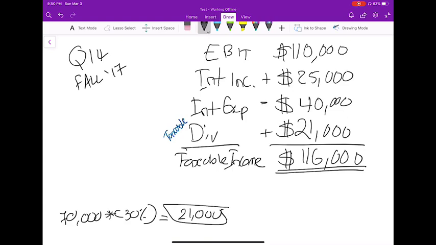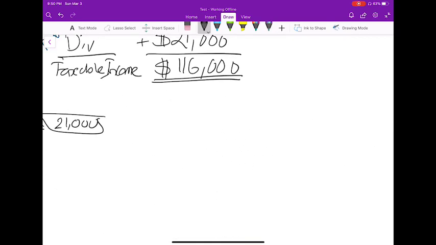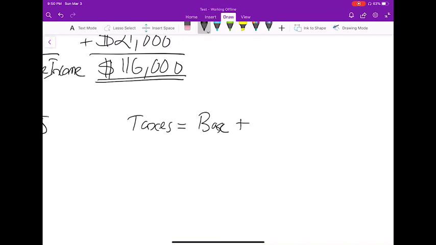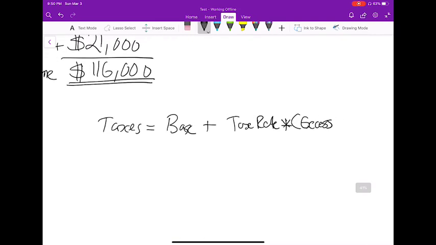Great. So now the rest is relatively easy. You look back at the tax bracket and you apply everything we've done previously. So if you make $116,000, then you're in the tax bracket between 100,000 and 335,000. So total taxes paid, if you remember from the slides, equals the base plus the tax rate multiplied by excess income.